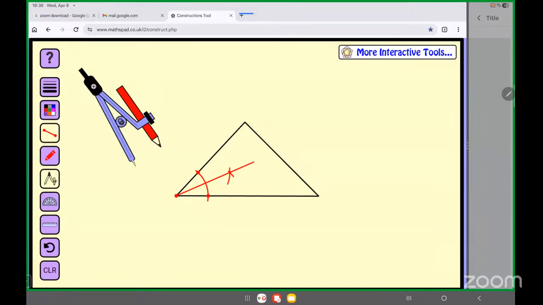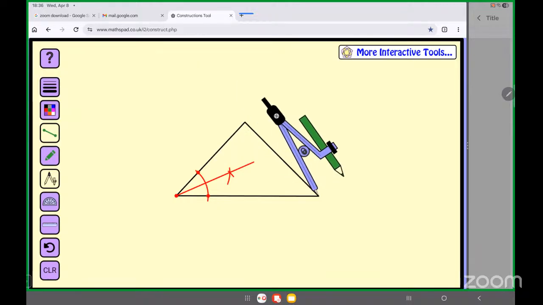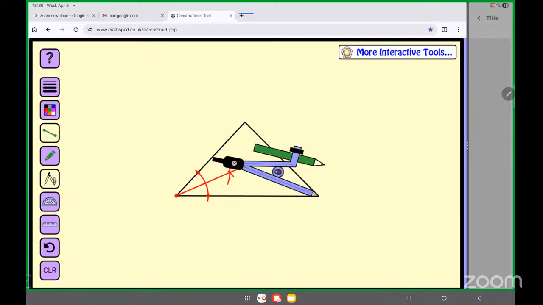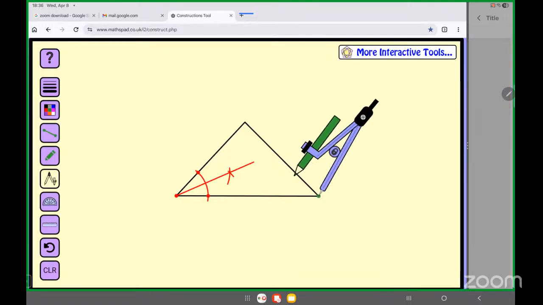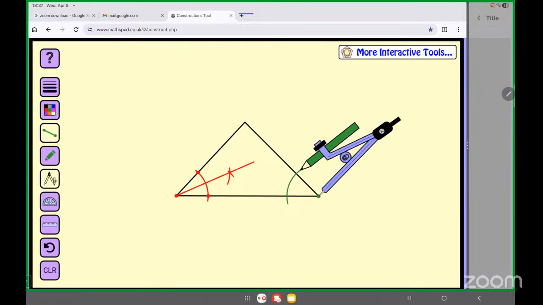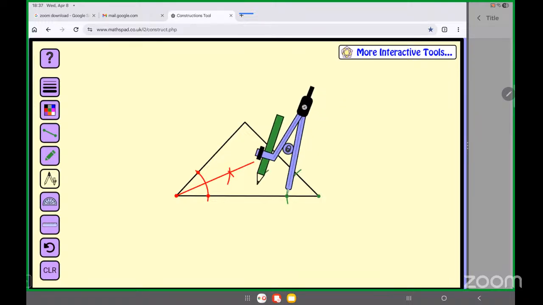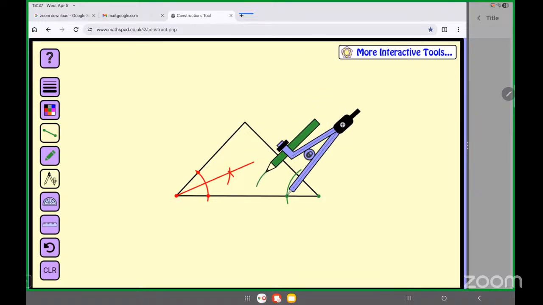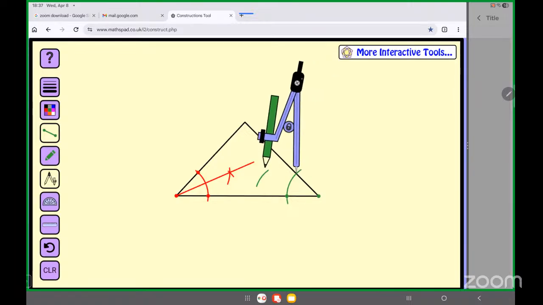And now we need to bisect the other angle. Let's bisect that angle in green. The angle down here, I'm going to bisect now. This one. So again, I'm going to make the arc of the angle first. So you rotate, and then you make an arc. You're going to bisect that arc now. You come to this end, make an arc up here, come to the other end of the arc, and cross that one.